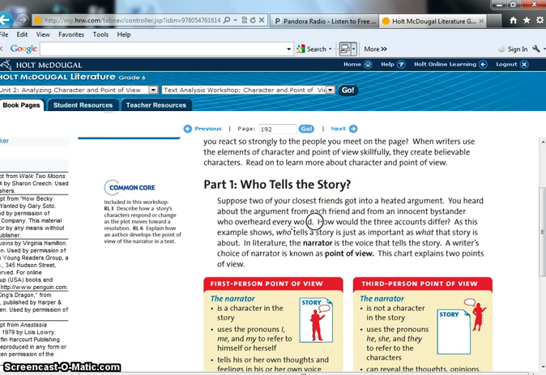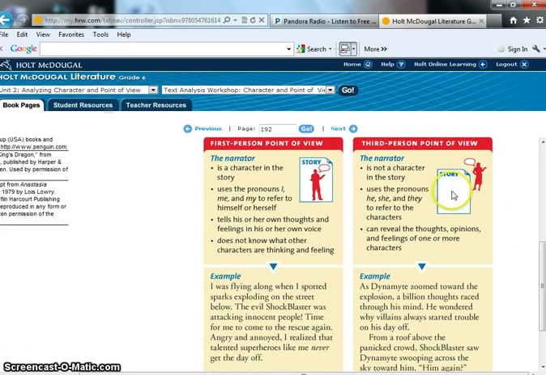Okay, let's continue on. This chart explains 2 points of view. The first point of view is called first person point of view. In first person point of view, the narrator is a character in the story. The narrator uses the pronouns I, me, and my to refer to himself or herself. So instead of using his or her name, the narrator uses the words I, me, or my.